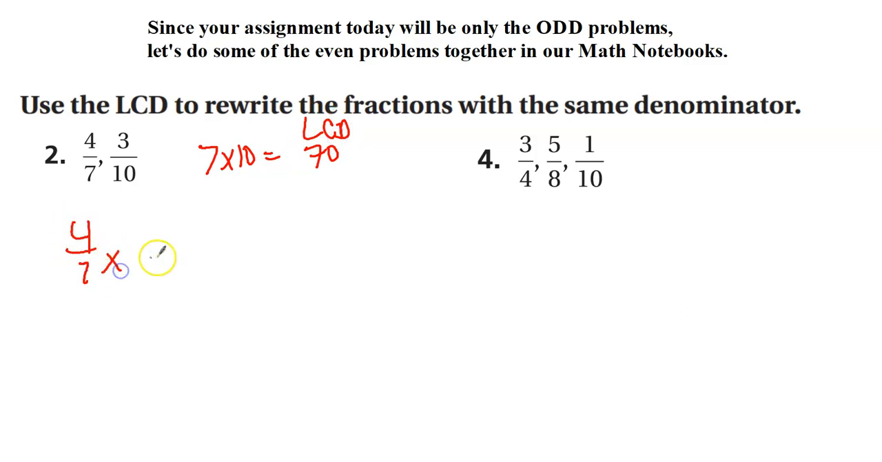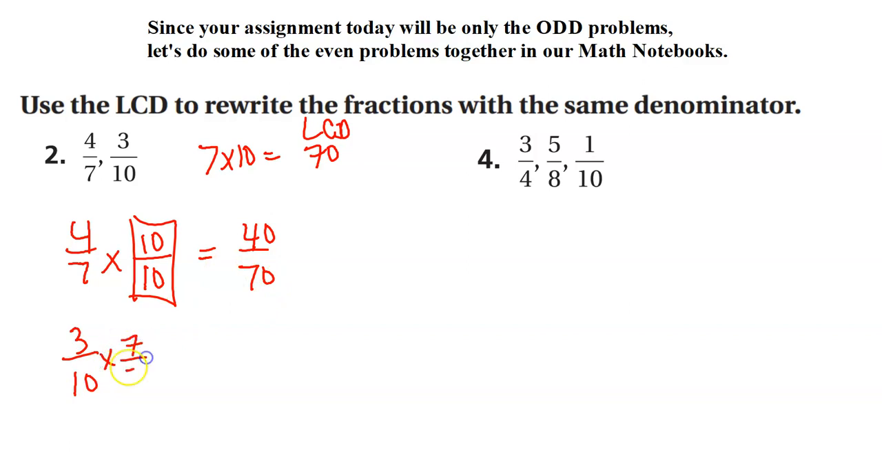4 over 7 times some fraction gives me a denominator of 70. I know 7 times 10, so I multiply by 10 over 10, and I get 40/70 is equivalent to 4/7. And now I'll do 3/10, and I want my denominator to be 70, so I'm going to multiply by 7 over 7, draw the giant 1. 7 times 3 is 21, and 10 times 7 is 70.